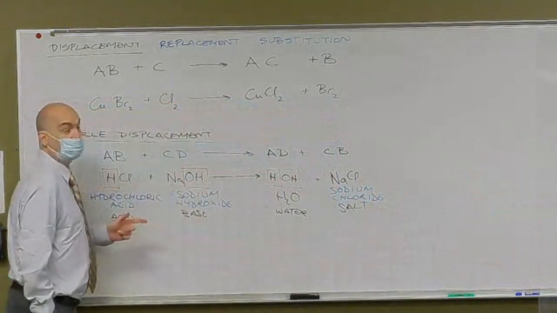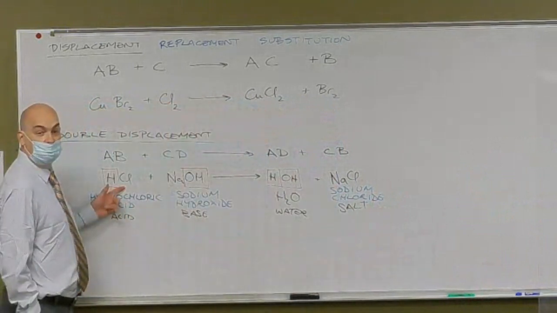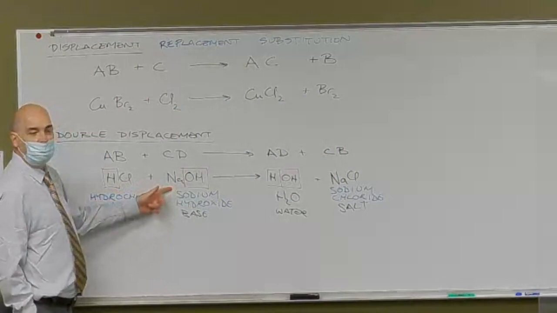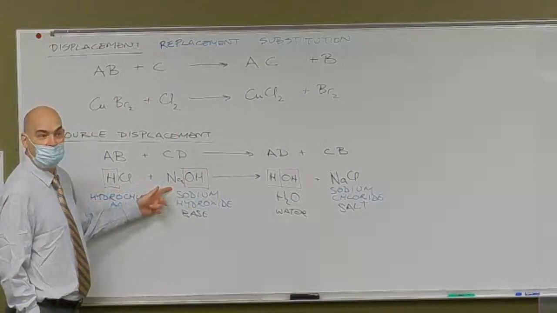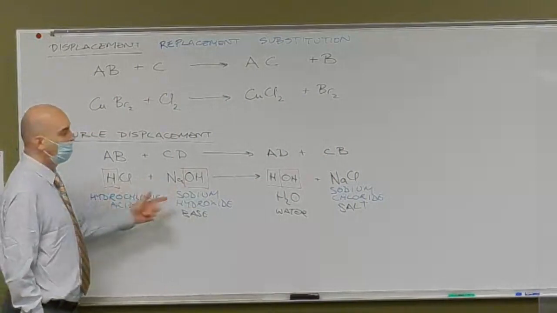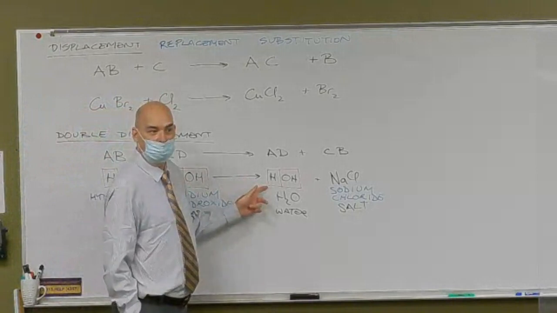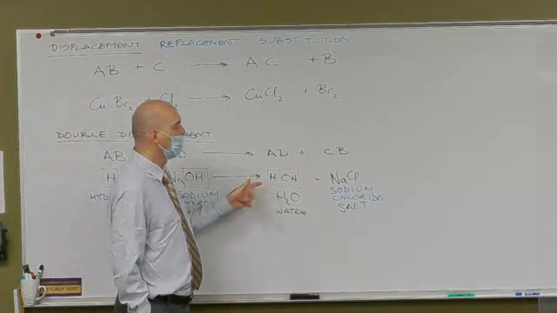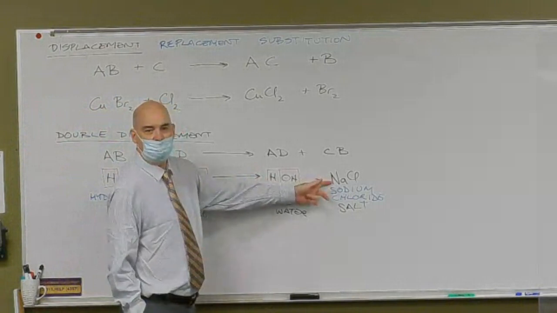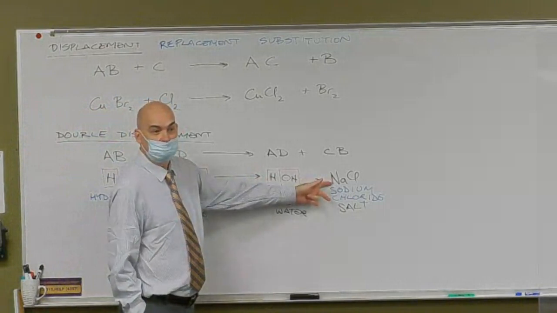And if instead of using nitric acid, I used sulfuric acid, what if I changed my base to potassium hydroxide? I would still make water. That's the important thing. Water is the incredibly stable molecule. This is the important thing here. But I would make potassium sulfate. Okay.